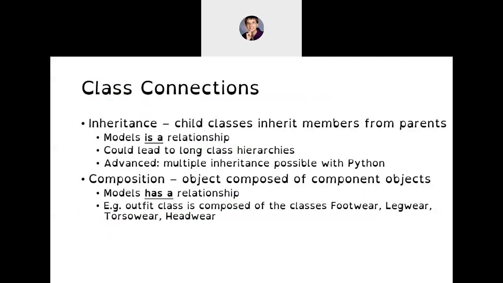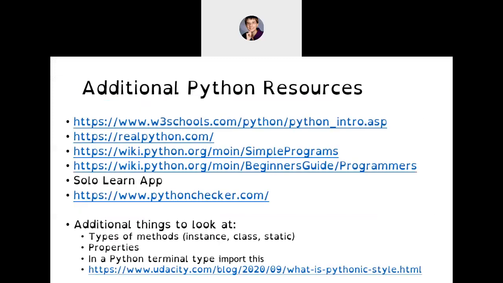So I do have some resources. Some of these are the same. I did add Real Python. They have some good videos and stuff as well. Some things that I didn't talk about: there are actually different types of methods, if you're interested. Methods which are specific to the instances, those created objects. Turns out that there are also static and class types of methods, so you can do slightly different things depending on what it is that you're trying to do with your classes.